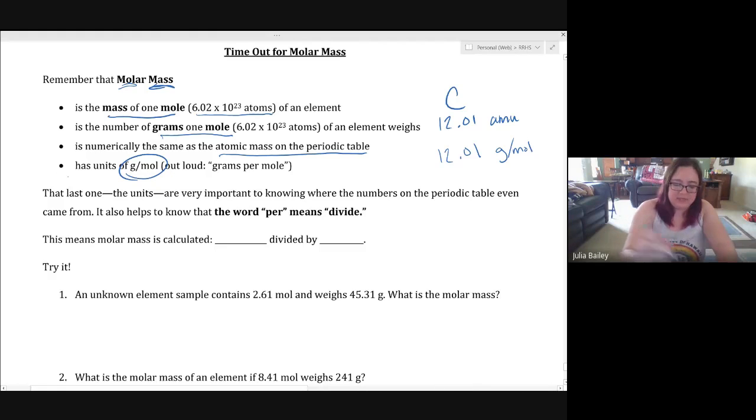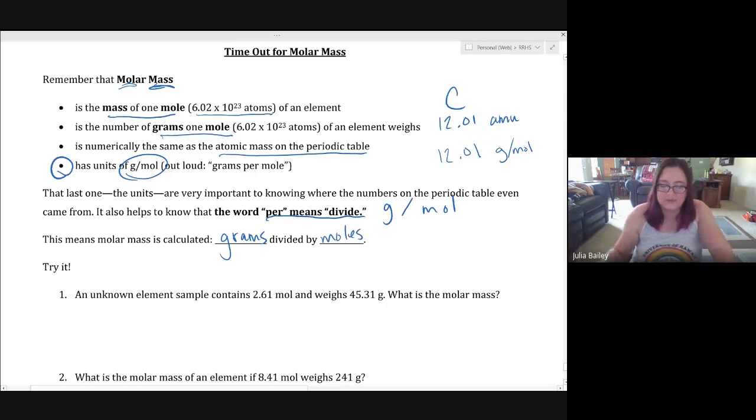This last bullet right here, those units are very important to knowing where the numbers on the periodic table came from, because if you know that the word per means divide, and you know that the units are grams per mole, that's telling you that to calculate molar mass, you take the number of grams and you divide by moles. So we're going to try it.